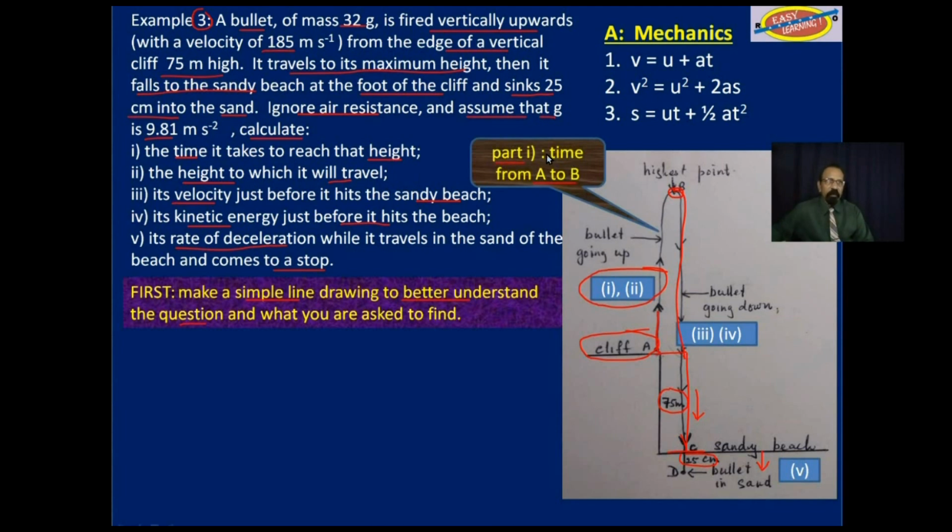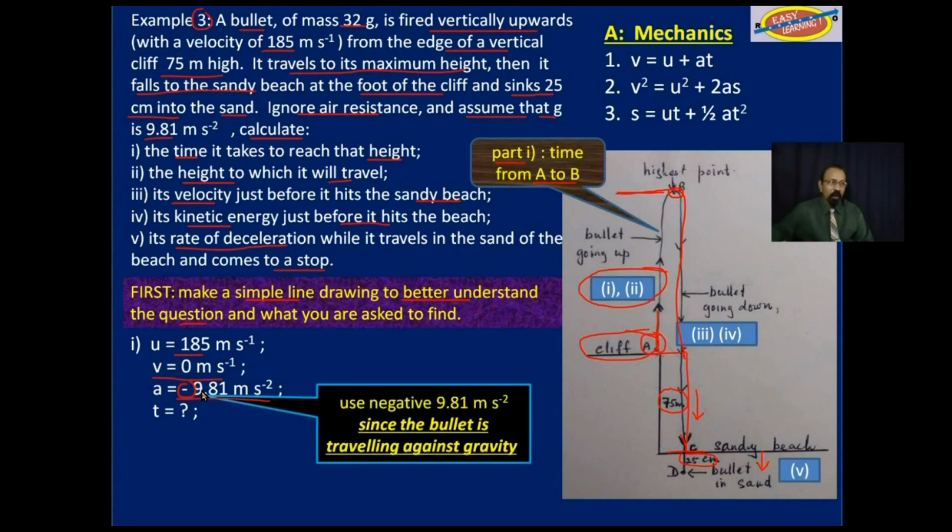The time it takes from A to B, from the time you fire it to the time it reaches its highest point. What do we know? Well, we know that the initial velocity is 185 meters per second. We know that the final velocity is 0 meters per second because it will stop when it reaches its highest point. We know that the acceleration, which is gravity, but since gravity is pulling against it, we will let that be negative, and we want to find time.